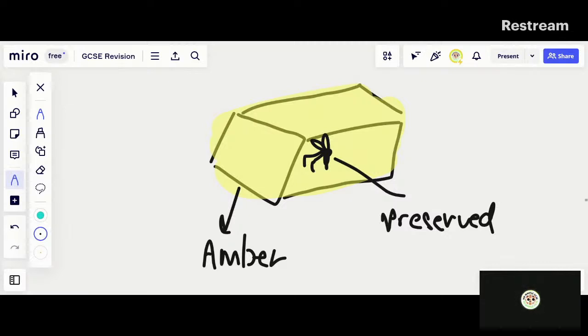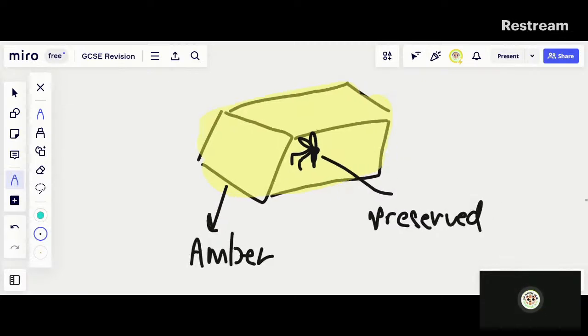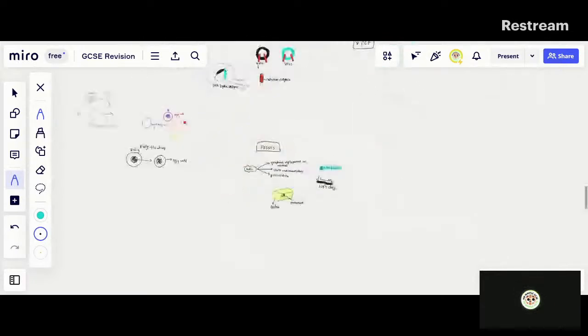So, just returning a bit to speciation, making sure that we've covered all of the relevant content.